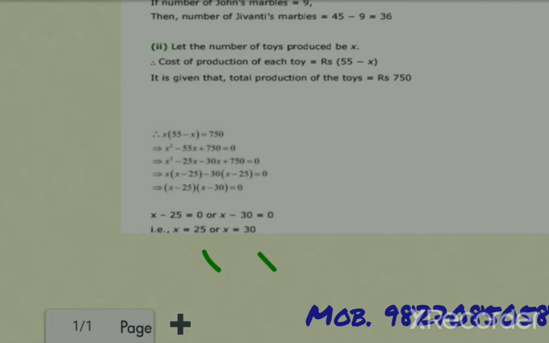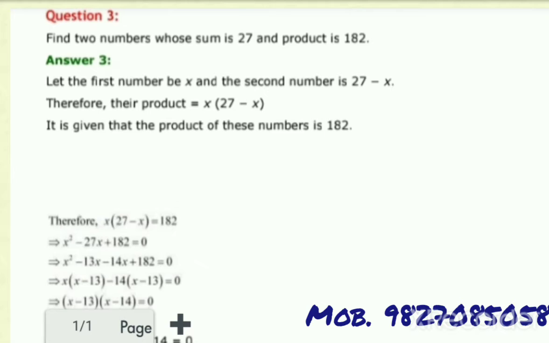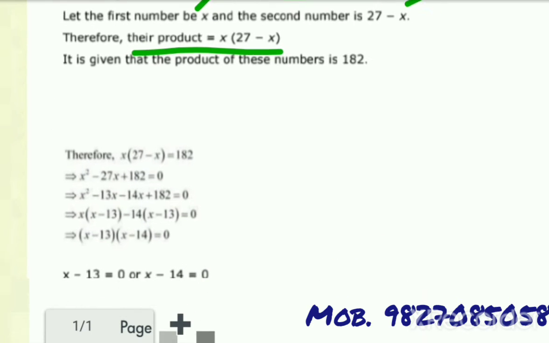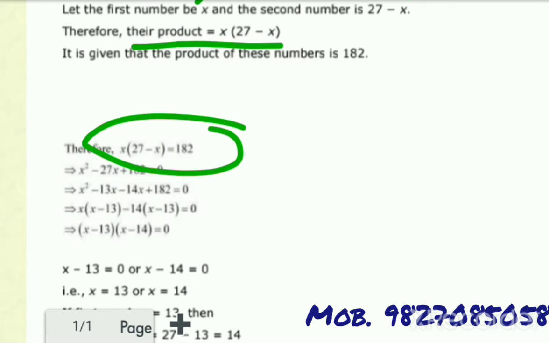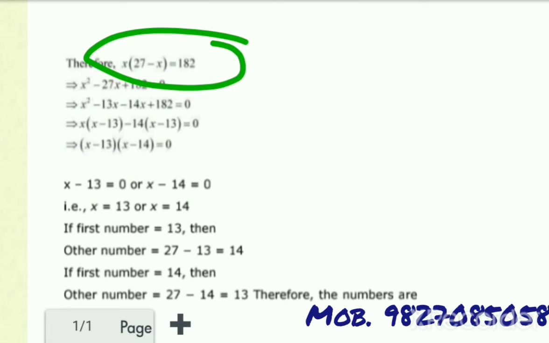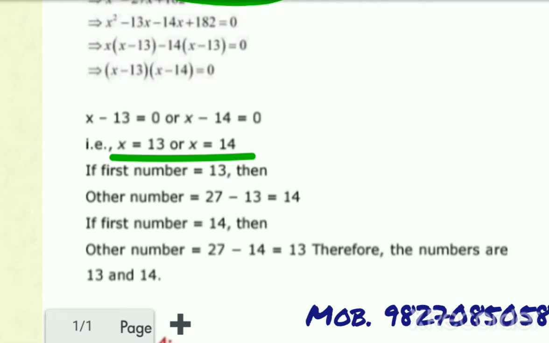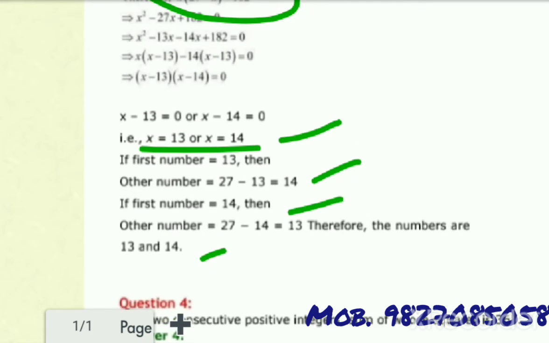Okay. Now question number 3, find two numbers whose sum is 27 and product is 182. So this is the same as the questions above. Here let the first number be x, then the second number is 27 minus x. Again, according to the question, their product is equal to 182. So put this in the equation and solve for x. So we get easily x is equal to 13 and 14. It means if the first number is 13, then the second number is 14. If the first number is 14, then the second number is 13. This is our answer. Okay.